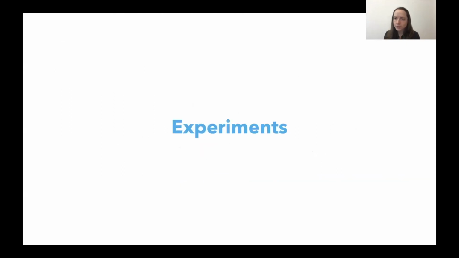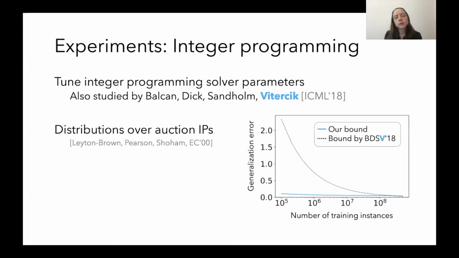Now to demonstrate the utility of these bounds, we present a few experiments. In these experiments, we tune the parameters of an integer programming solver. In prior work by us and also Travis Dick, we provide worst case generalization bounds for tuning these parameters. And here the distribution over integer programs is related to a problem from auction design, specifically winner determination in auction design.